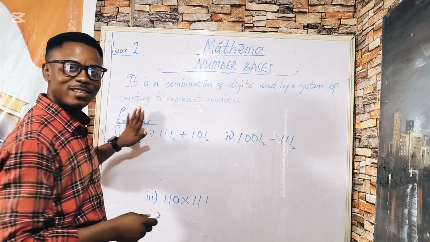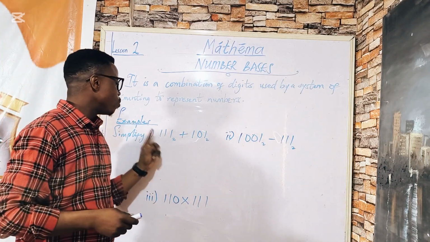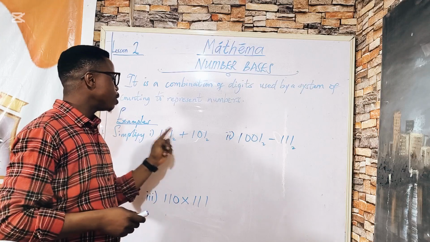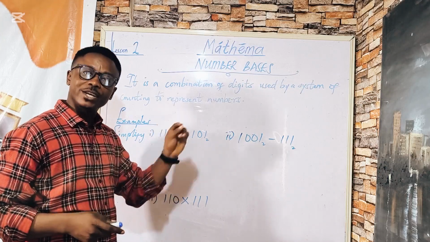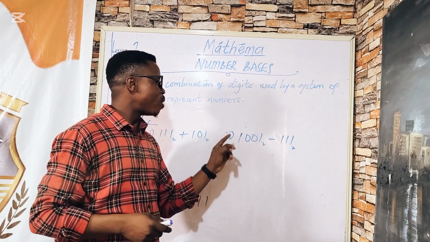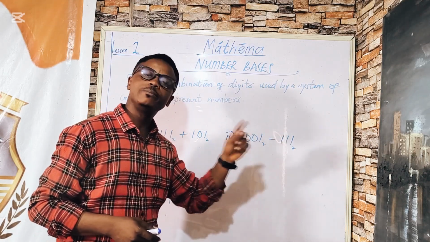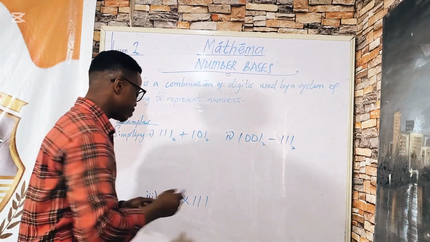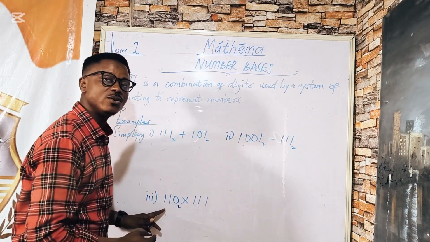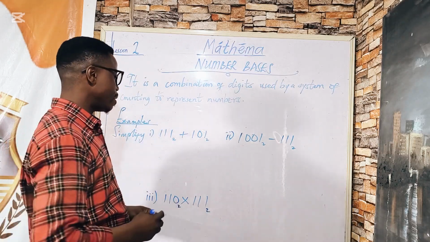Okay, so we have our examples right here. The first question says simplify 111 in base 2 plus 101 in base 2. Then number 2 says simplify 1001 in base 2 minus 111 in base 2. While the third one says simplify 110 in base 2 multiplied by 111 in base 2.